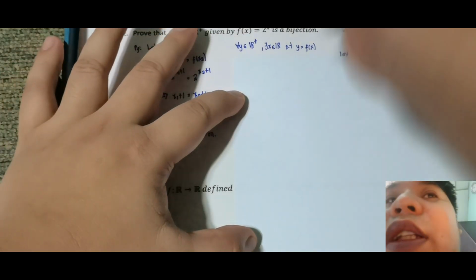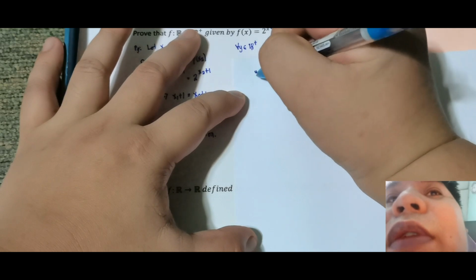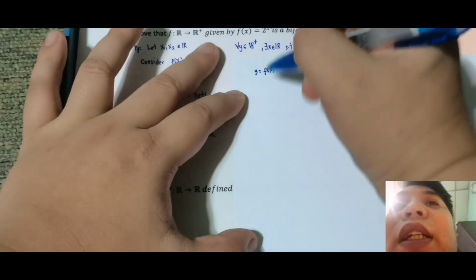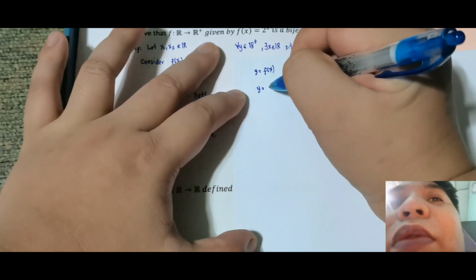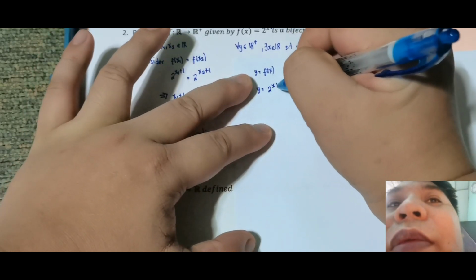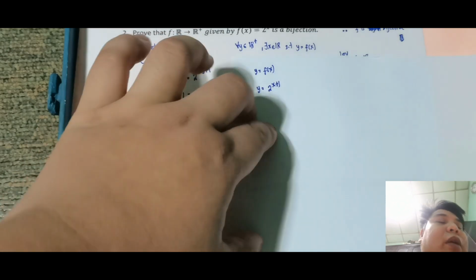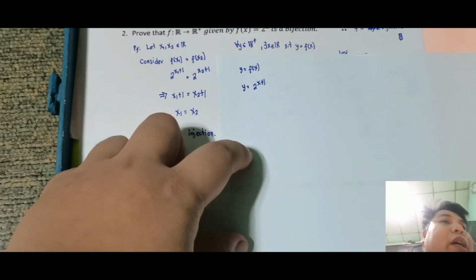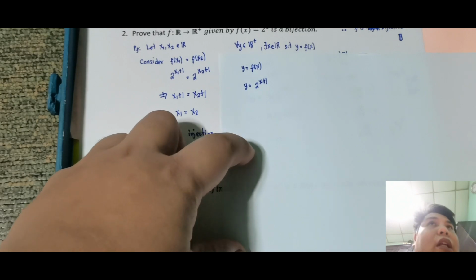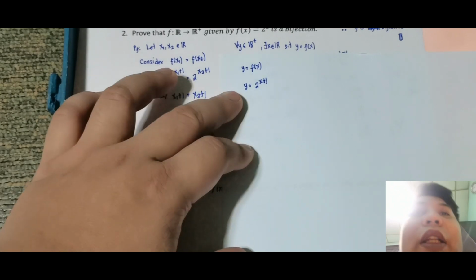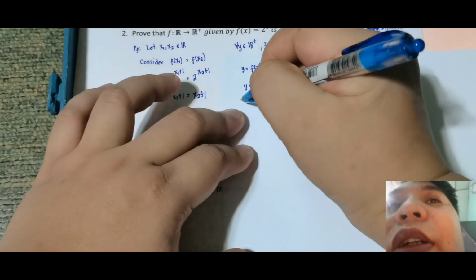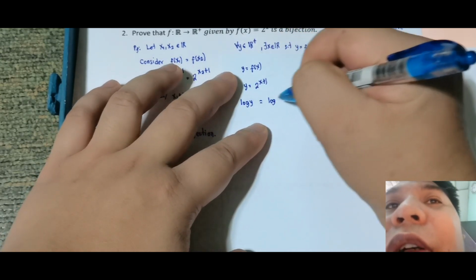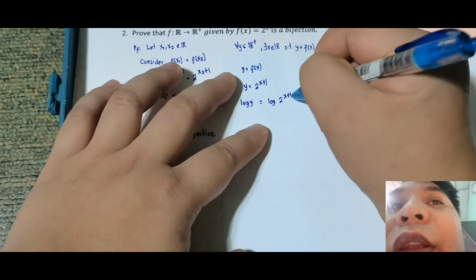So consider again y is equal to f of x, and that is y is equal to 2 raised to x plus 1. That's the problem: how do we bring down the x? Anyway, I just followed earlier. So what I'll do is apply logarithm to both sides, logarithm base 10. So I apply log of y is equal to log of 2 raised to x plus 1.